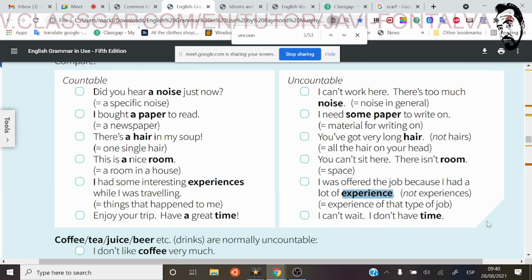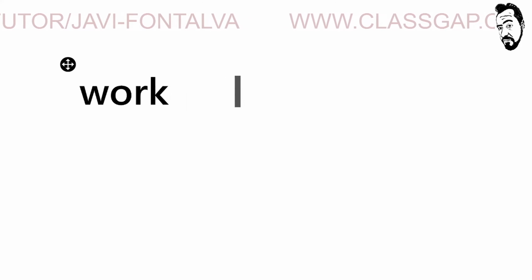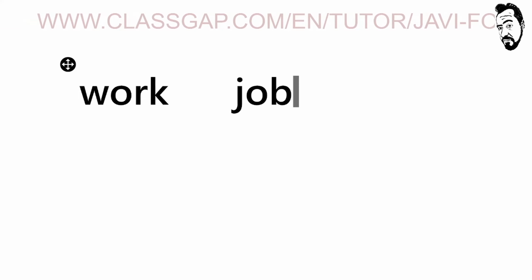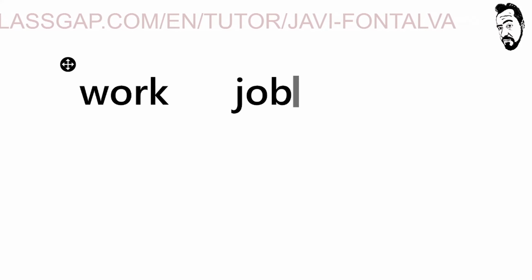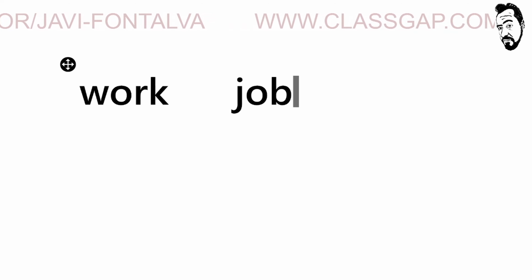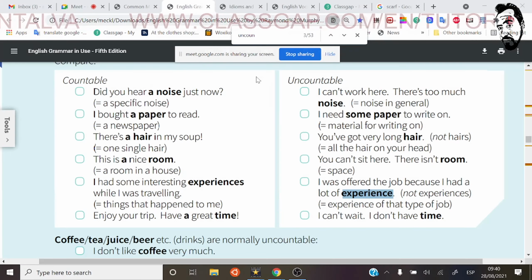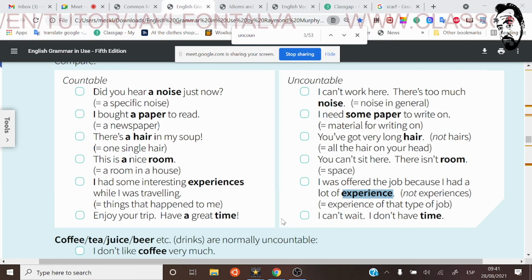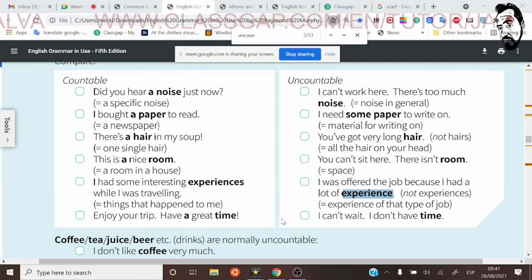The same happens with the words work and job. When we say work, this is uncountable. We talk about it in general. When you say job, this is countable. So I have a job, I have two jobs, I have three jobs, but you cannot say I have a work. It's not possible. When we say jobs, we mean, for example, electrician, politician, teacher. It's more about professions. Work is more about activity.